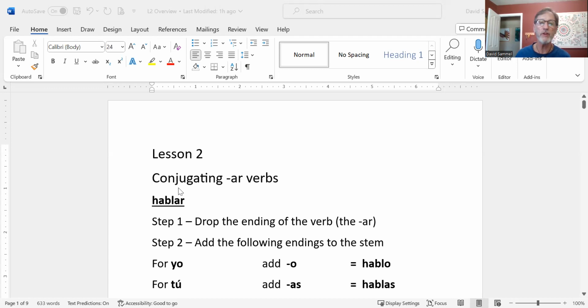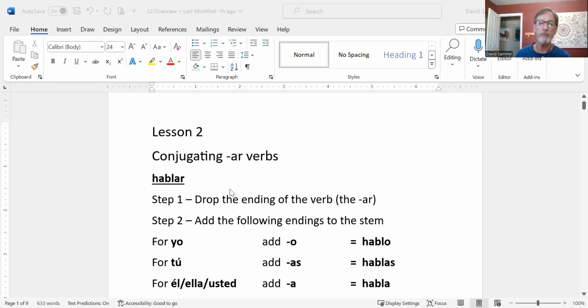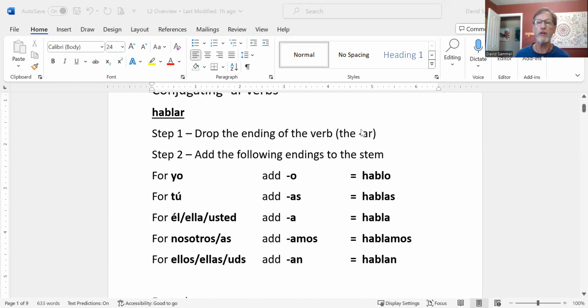So we've already studied some verbs in Spanish in this course, but we're going to learn how to conjugate verbs that end in AR. And there's a process to it. So this is how it works. The first thing you do is you drop this AR. So you're going to get a stem of HABL, and that's all. But you're going to add these endings right here where my cursor is.